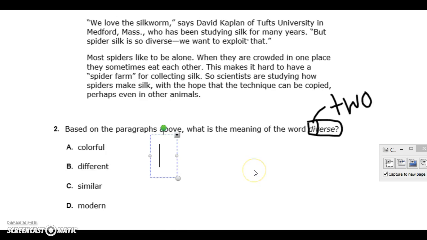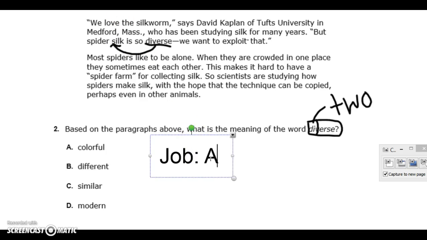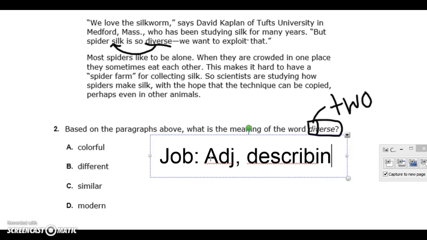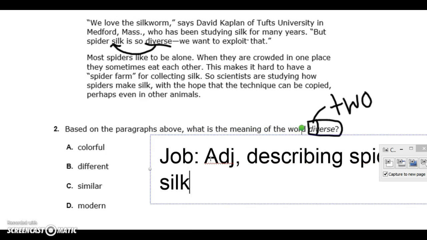My next step, I want to say the job of the word "diverse." If I go up to where it appears, I see that the sentence says, "but spider silk is so diverse." I know based on this context that diverse is describing spider silk. Spider silk is a noun, and words that describe nouns are adjectives. So I'm going to say the job is adjective, describing spider silk, what it's like.